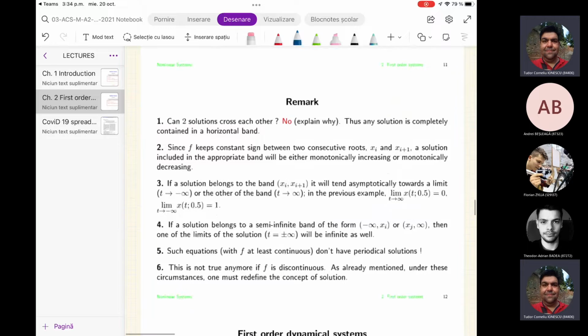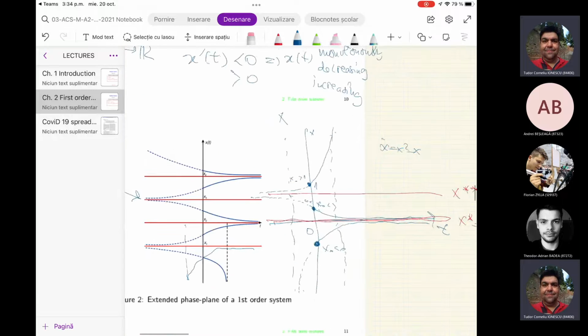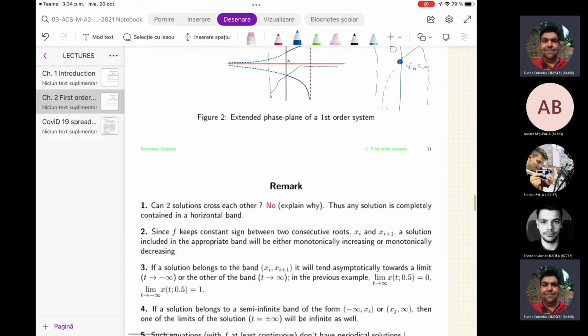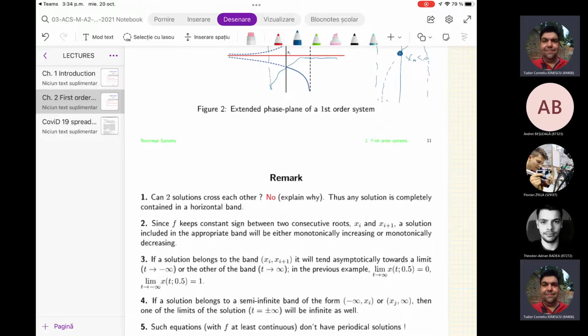Now we have to ask a few interesting questions, so we are able to understand each other and to understand things correctly. The first question is, can two solutions cross each other? Look at this plot. Can any two solutions cross each other? What do you think? Yes or no? No, of course not, because they are separated by the horizontal trivial trajectories given by the equilibrium points. Explain why? I just told you why.